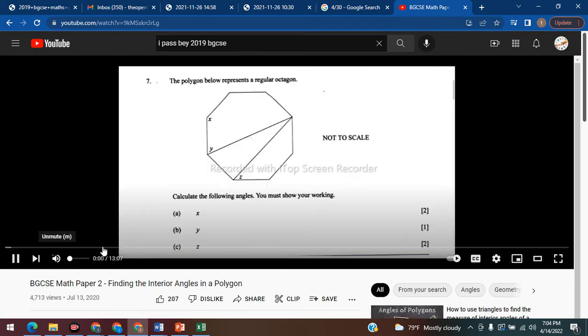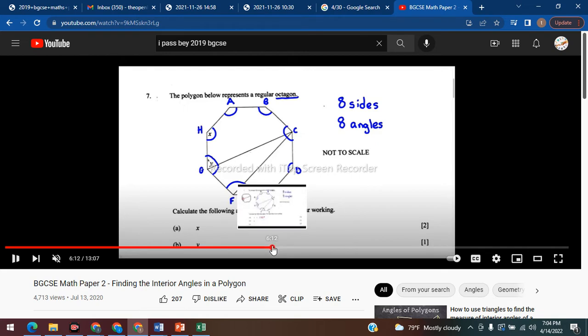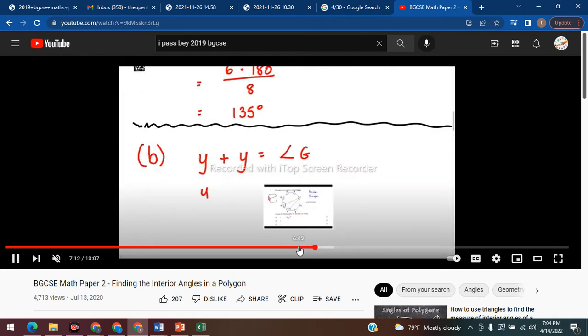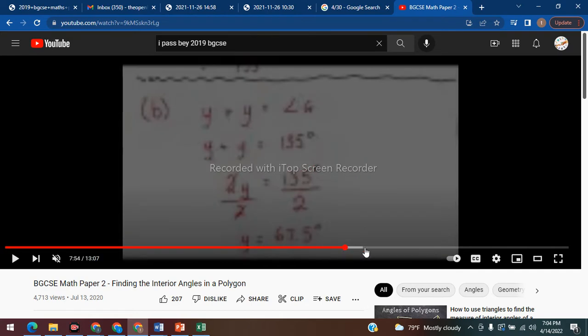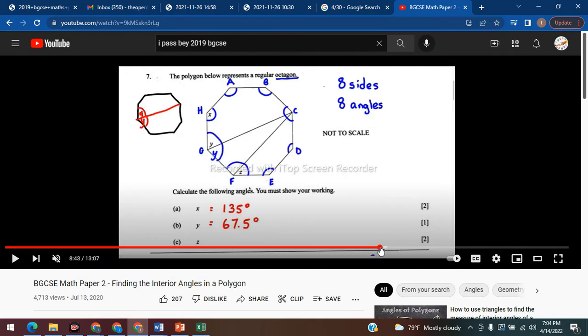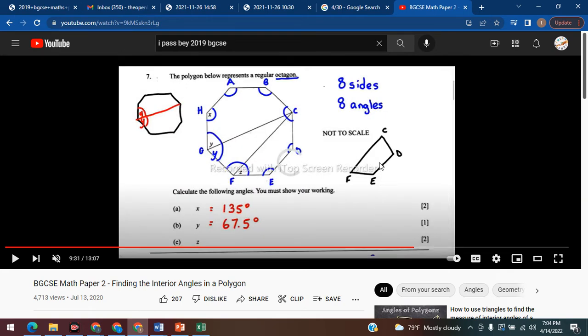Let's see. Make sides 135, we got that. Divide both sides by 2. Okay, yeah. So we divide both sides by 2. That's correct. We could live with that. Then how we got that? Okay. Quadrilateral. Okay, that's Z.